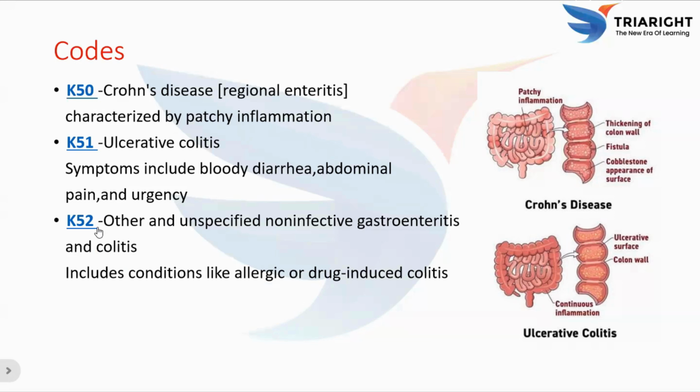So coming to K52, other and unspecified non-infective gastroenteritis and colitis. This is inflammation of the stomach and intestines that is not caused by infection and is not classified under Crohn's or ulcerative colitis. So this includes conditions like allergic or drug-induced colitis, eosinophilic gastroenteritis, or also unspecified non-infective gastroenteritis. So this is all about Crohn's disease and ulcerative colitis, right?